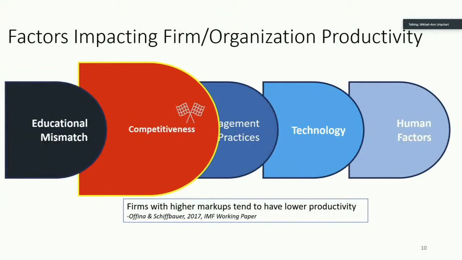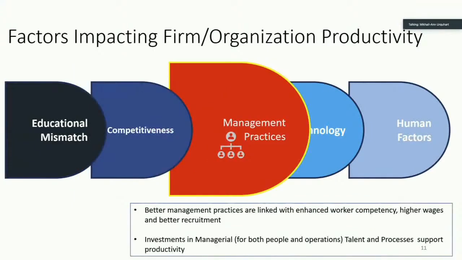Another important issue is competitiveness. The last global competitiveness report reflected that Jamaica's level of competitiveness ranked 80 out of 141 countries. Now, research has shown that firms that tend to have higher markups also tend to have lower levels of productivity. This could be related to a number of reasons. One, they're not able to access the right quantity and quality of inputs at the right prices. It may be the scale of the organization. And so this is an important issue that needs to be accounted for and addressed.